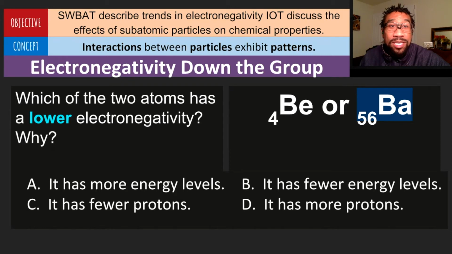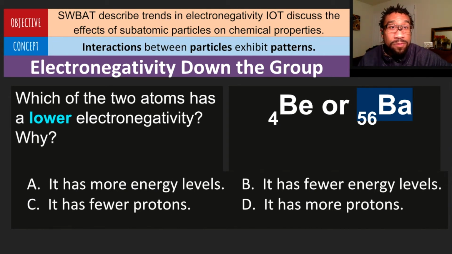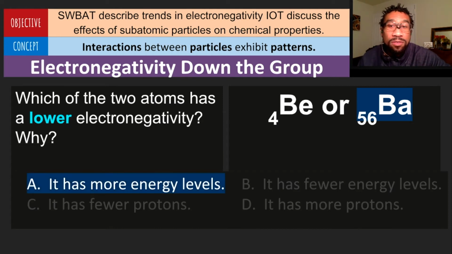Well, barium and beryllium are both in the same group. So we're talking about going down the periodic table, and that means we have to be talking about the energy levels. And therefore, since barium is towards the bottom of the periodic table, it is in a higher period. That means it has more energy levels. And therefore, because it's readily pushing electrons away, it is not attracting them and is less likely to attract electrons when it's combined with another substance in a compound. All right, so let's keep it moving.